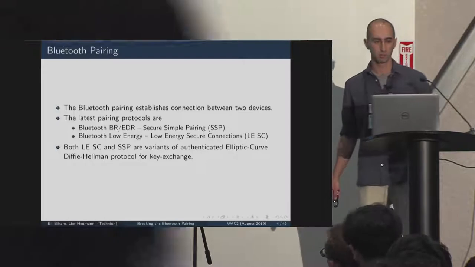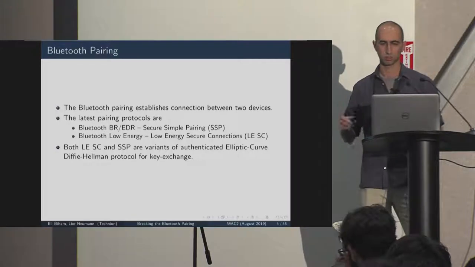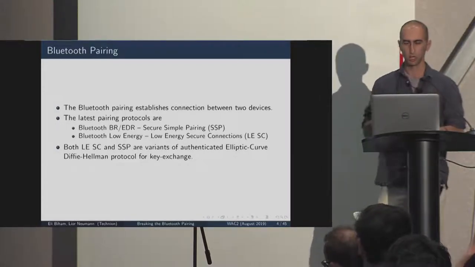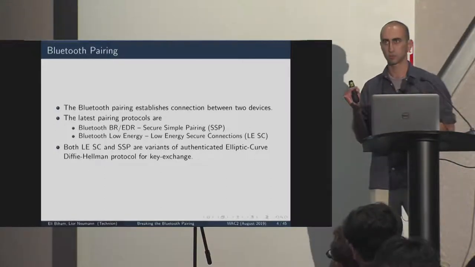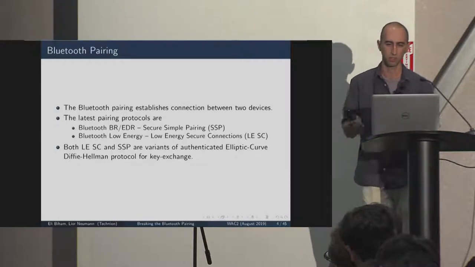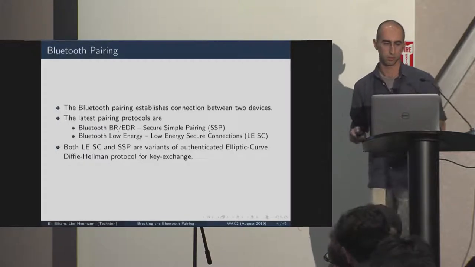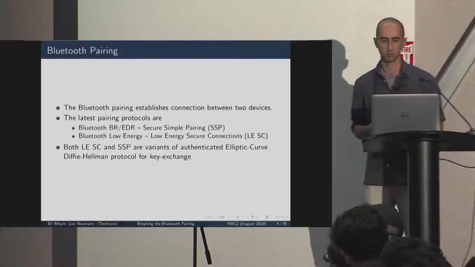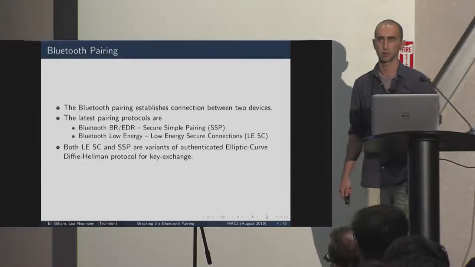All right, so Bluetooth pairing, which is the connection establishment process, is the process where two devices authenticate each other and exchange their shared secret, the shared Diffie-Hellman key. The most recent pairing protocols for Bluetooth BR/EDR and Bluetooth Low Energy are Secure Simple Pairing, or SSP, and LE Secure Connections for Bluetooth Low Energy. And they are both very, very similar. They share a lot of things, and they're both variants of the authenticated elliptic curve Diffie-Hellman protocol.